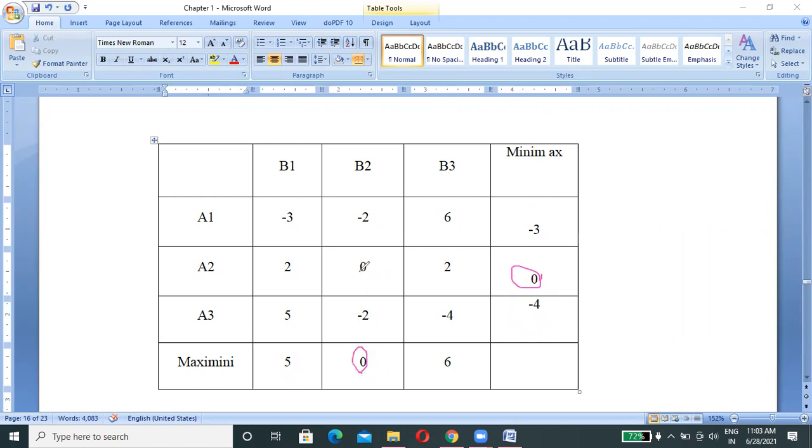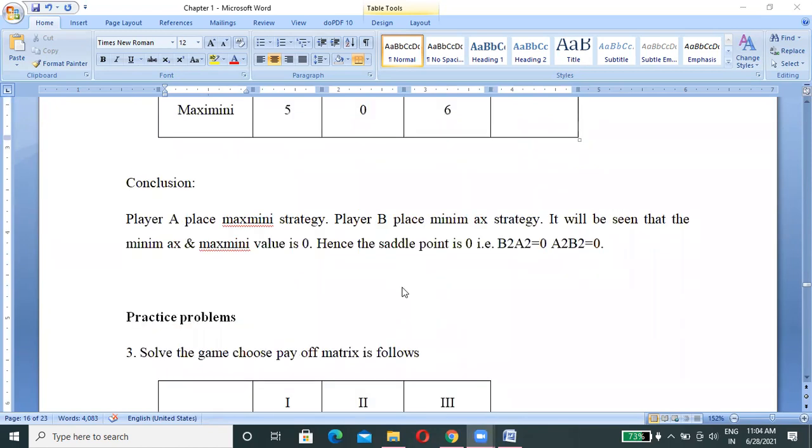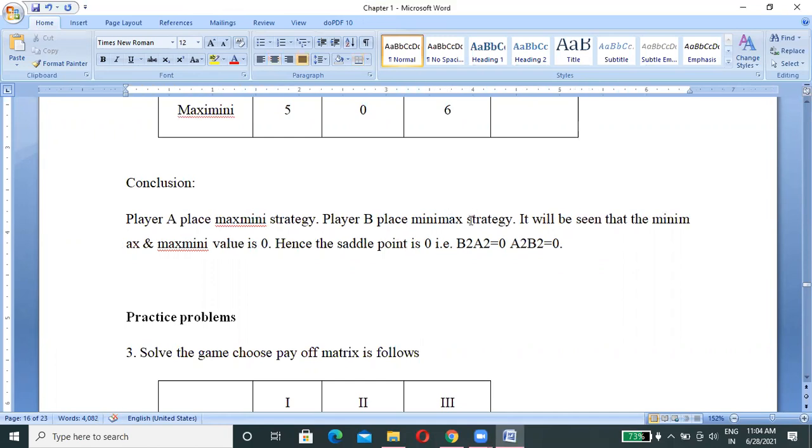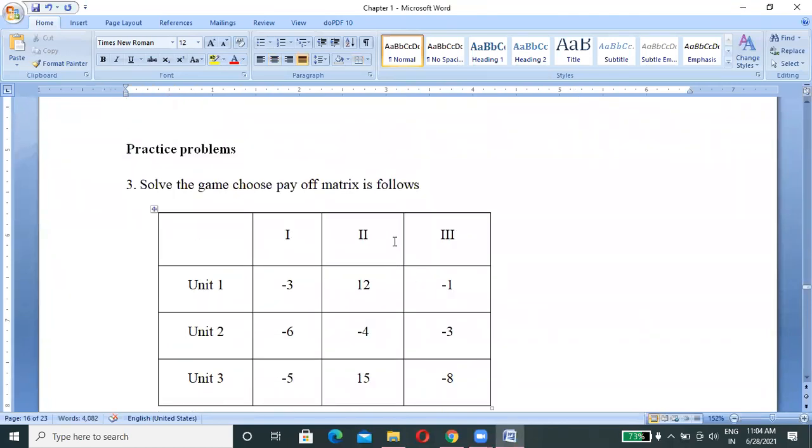So here a saddle point exists in this case, that is A2 B2 and B2 A2. Then after getting these values, simply you have to write a small conclusion here. Player A plays the max mini strategy, player B plays the minimax strategy. It will be seen that the minimax and max mini value is 0, hence the saddle point exists, that is 0, B2 A2 is equal to 0 and A2 B2 is equal to 0. And these are the practice problems. Try to solve.